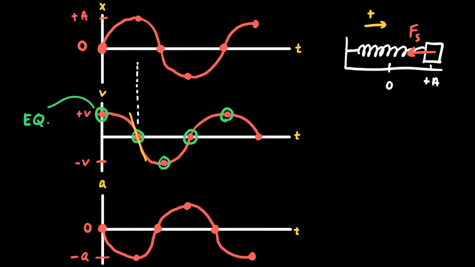I would strongly encourage you to go ahead and try to sketch out these graphs for different scenarios where maybe the object starts off at equilibrium, maybe the object starts off at the maximum amplitude or the other maximum amplitude, depending on how you're thinking of it. And also you might need to be able to start with an acceleration versus time graph instead of a velocity versus time graph, or maybe a position versus time graph instead of a velocity versus time graph.